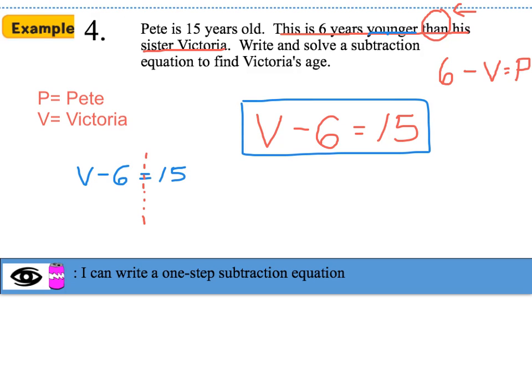And I'm going to isolate my variable by starting on the left-hand side. And I'm going to add 6 on both sides of my equation. That's an example of the addition property of equality. We're going to cross out negative 6 plus 6 to get 0. And let's drop down our variable, which is V. And on the right-hand side, we're going to add 15 plus 6, which is equal to 21. So Victoria is 21 years old.